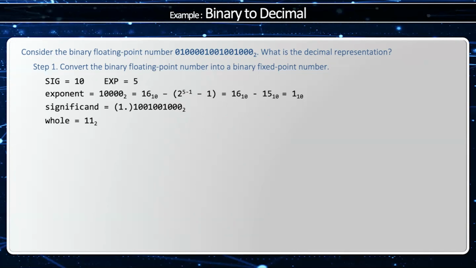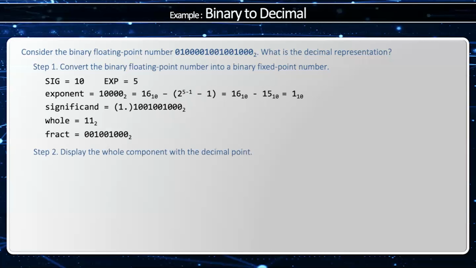So my whole number is going to be 1, 1. Why is that? Because my exponent is 1, and therefore I'm going to move the decimal point to the right 1. So I'm going to have the implied 1 plus the most significant bit of the significand, and that's going to be 1, 1, base 2. And my fraction is going to be everything else from the significand, 0, 0, 1, 0, 0, 1, and then 0, 0. So that's my fractional component.